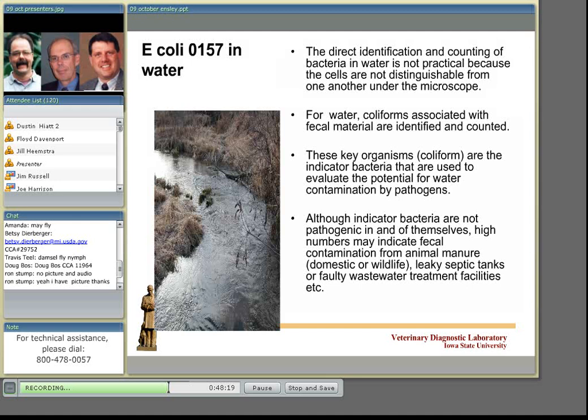One thing I'd like to make fairly clear is that the indicator bacteria, the coliforms that we look at, are not particularly pathogenic in and of themselves, but they just indicate fecal contamination from animals or wildlife or people.